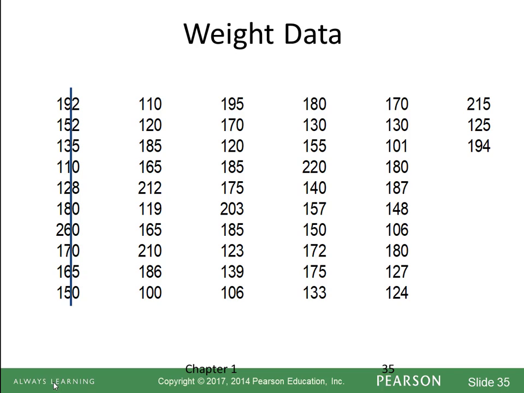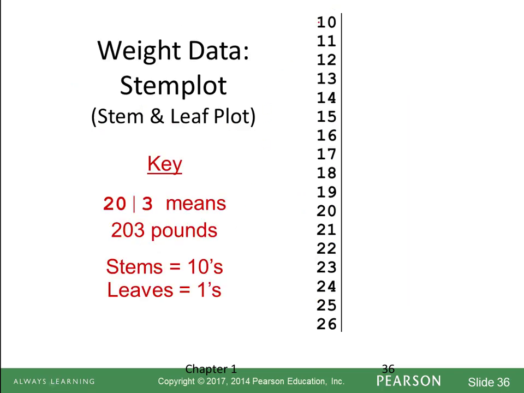So let's write our stems. So this would stand for the 100s, 110s, 120s, 130s, 140s. And so when we put a 3 here, that would stand for an individual who weighed 203 pounds. Okay? So if our individual is 192, we're going to find the 19 line and put the 2 behind it. 152, we're going to put that 2 in the 15 line. 135, we're going to put that 5 in the 13 line.